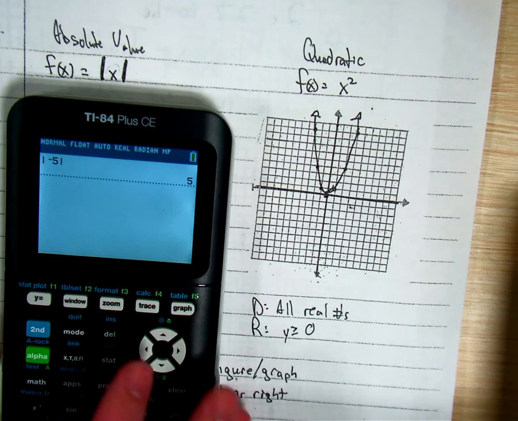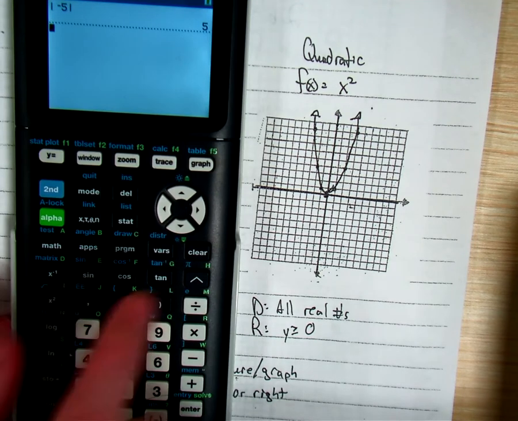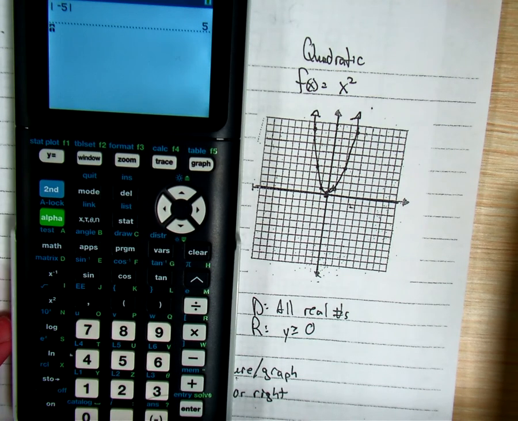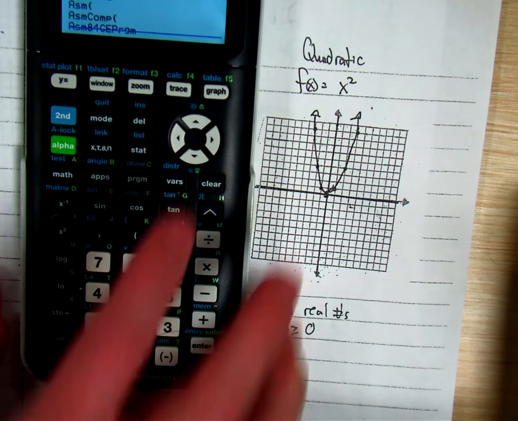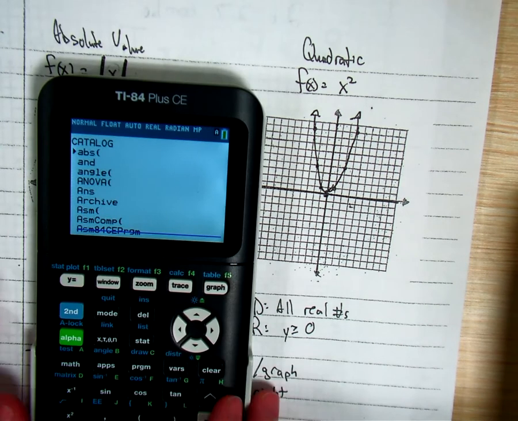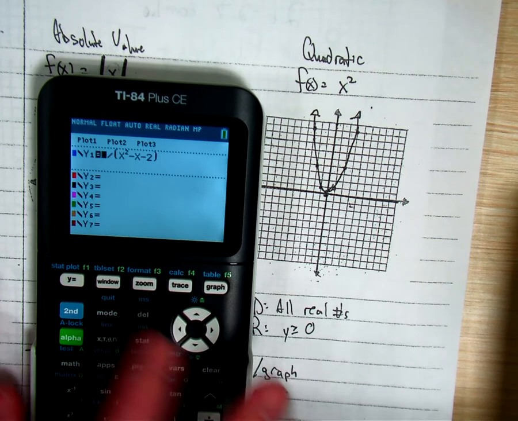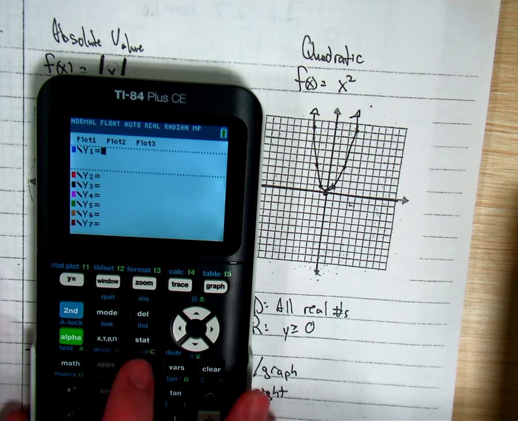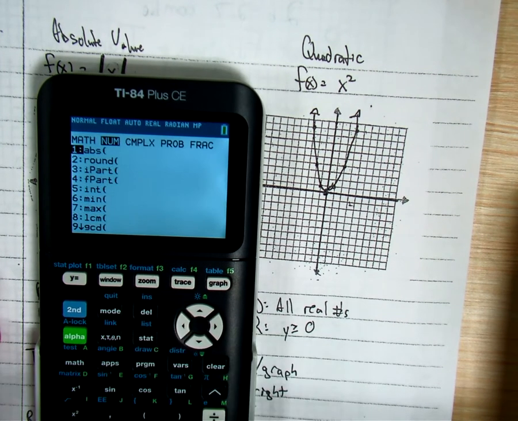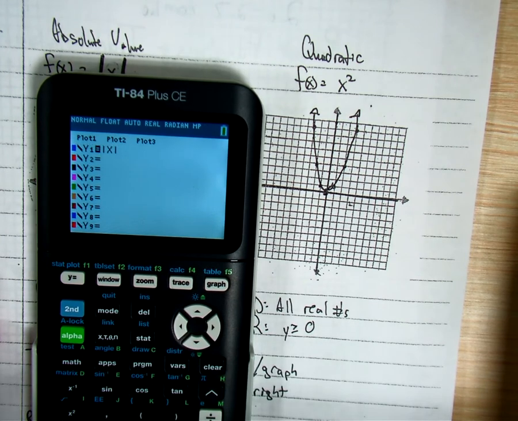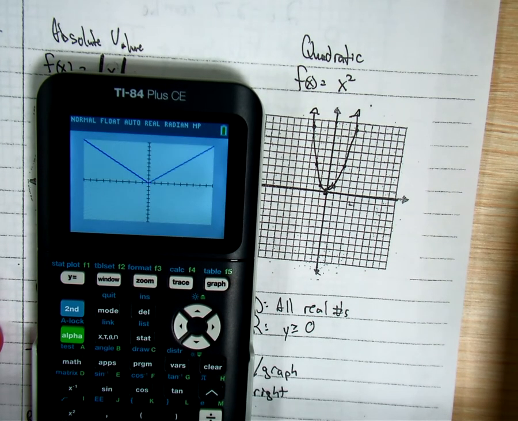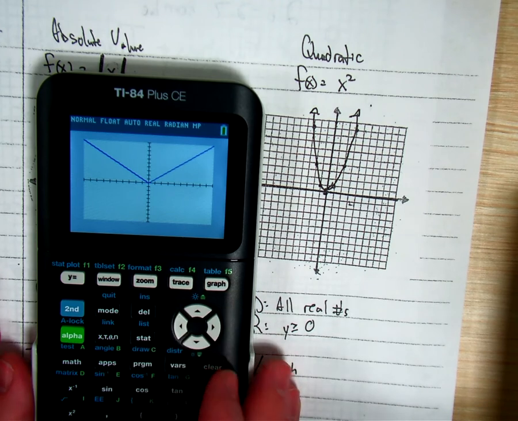Yep. Alright, or another way to get that is if you push second catalog, second 0, ABS is the first thing. Alright, so for graphing it, math, number, ABS, X, graph. Alright, there we go.